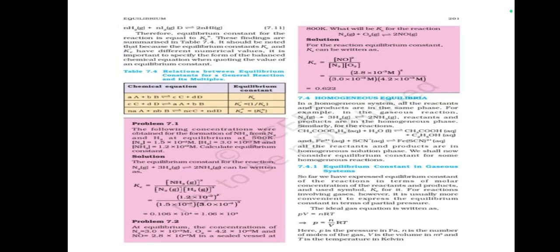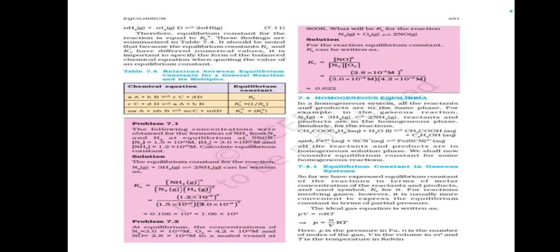Table 7.4, relations between the equilibrium constant for a general reaction and its multiples. Problem 7.1: the following concentrations were obtained for the formation of NH3 from N2 and H2 at equilibrium at 500 Kelvin.